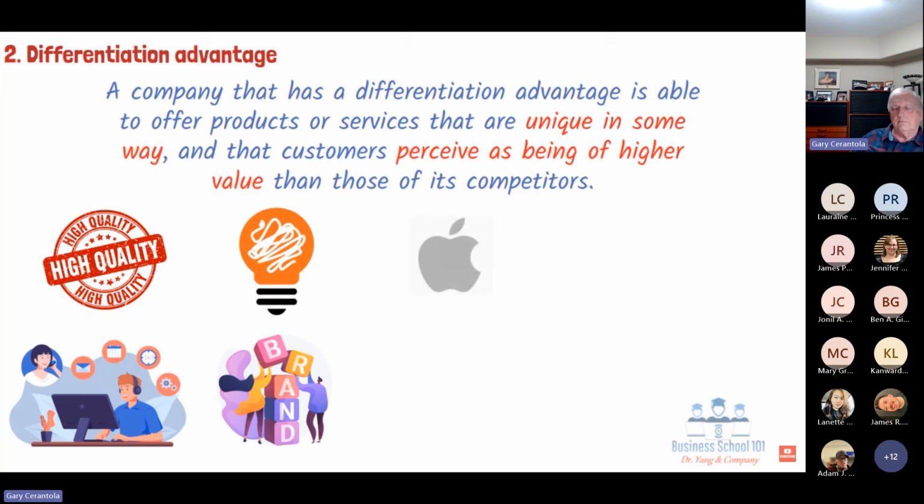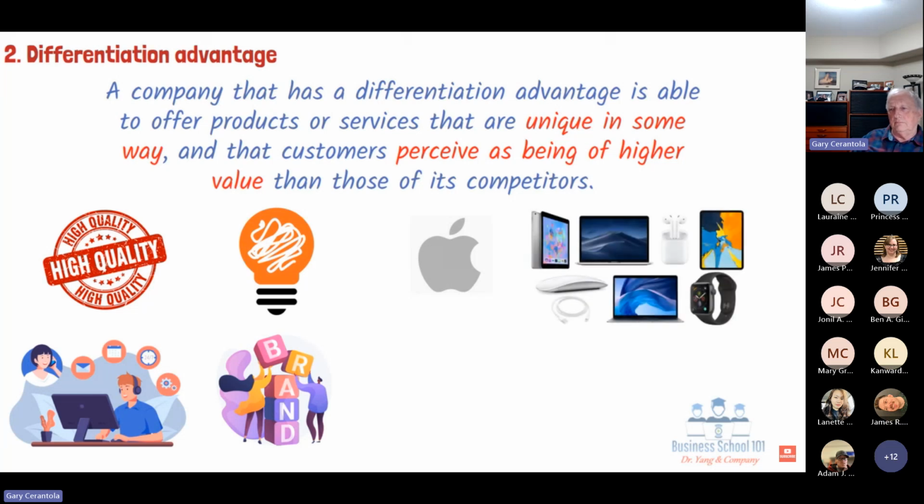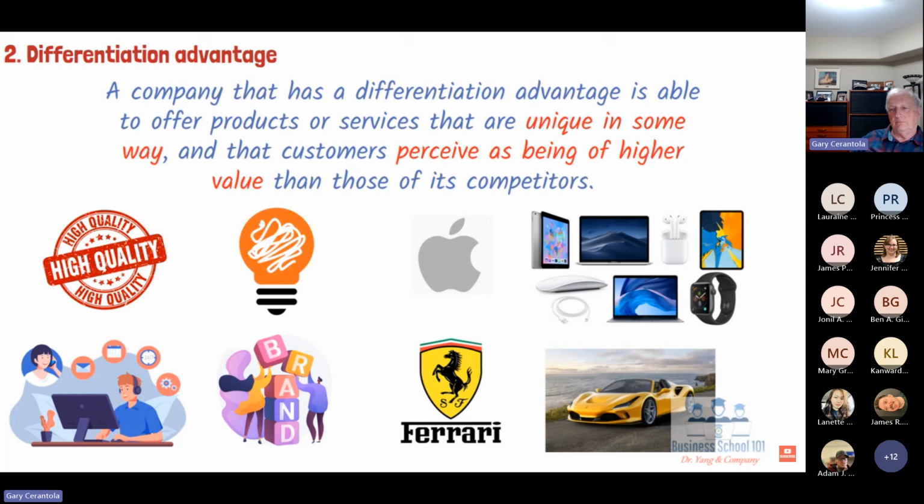First, Apple. Apple has achieved a differentiation advantage by creating products that are sleek, innovative, and of high quality. Apple's products, such as the iPhone and MacBook, offer unique features and design elements that set them apart from competitors. Second, Ferrari. Ferrari has achieved a differentiation advantage by creating high-performance sports cars that offer unique design elements and cutting-edge technology. Ferrari's cars are associated with luxury, speed, and exclusivity, which appeal to a specific segment of consumers who are willing to pay a premium price for these features.